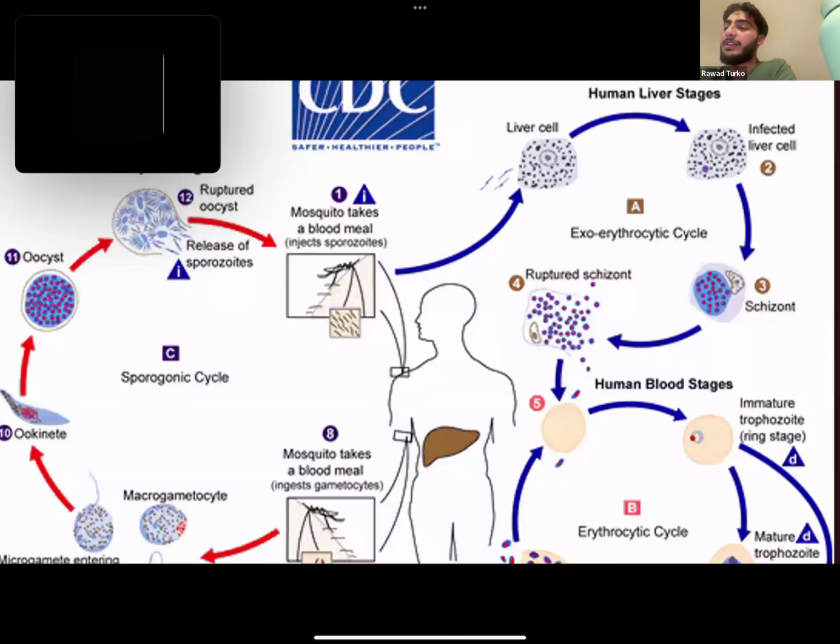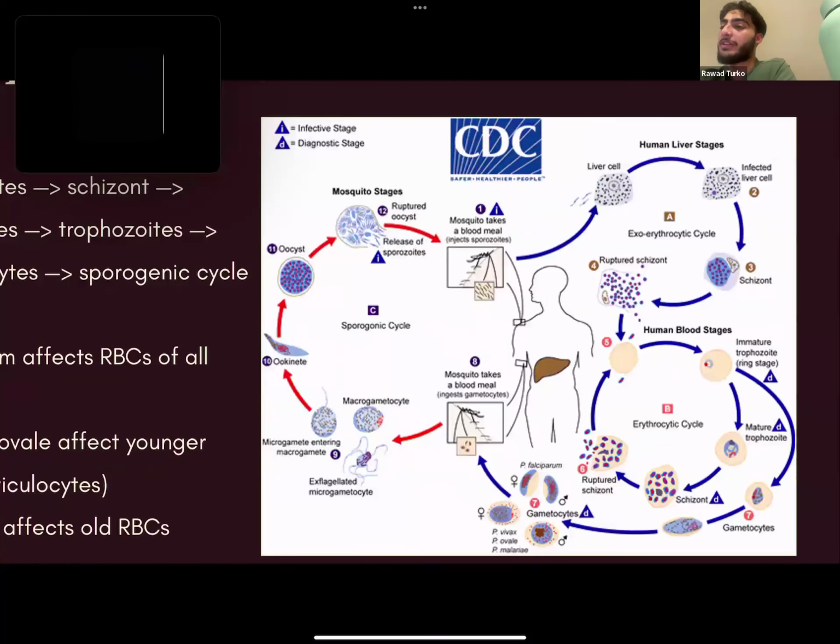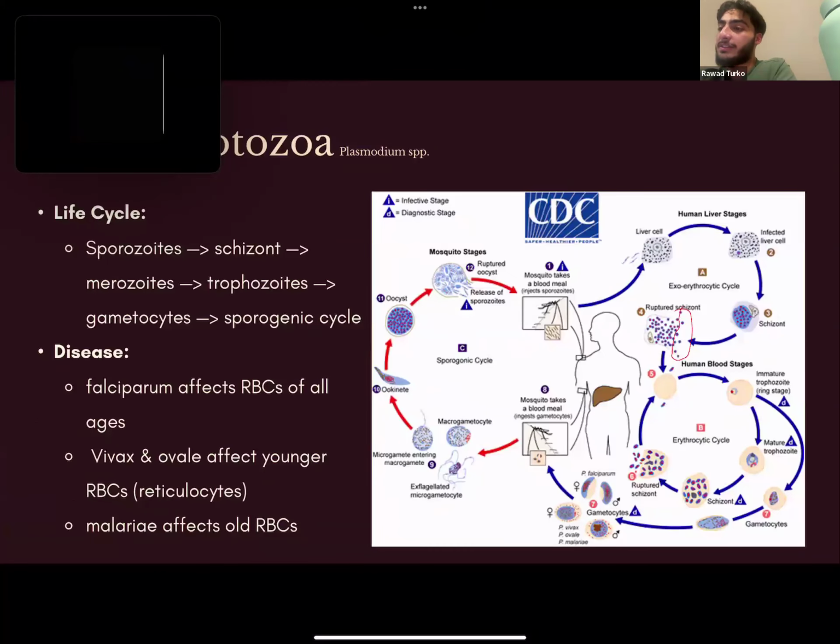Right, so this schizont will basically rupture, and it's going to release these merozoites, these things right here. You guys see these things right here? They're going to infect the red blood cells, and they're going to form the trophozoites and the schizonts again in the blood cells, and it might exit the cycle and form gametocytes. Okay, so again, sporozoites to schizonts, to merozoites, to trophozoites, and then sometimes it'll exit the cycle and form gametocytes, and that's when it'll get picked up again by the mosquito. So this is what an indirect life cycle looks like. Okay, so this is the life cycle.